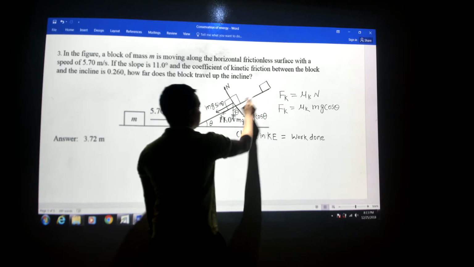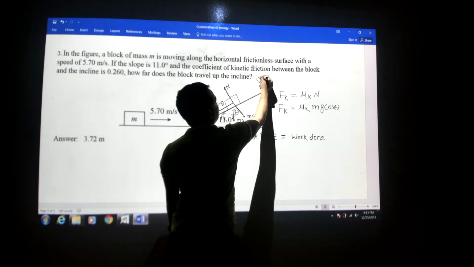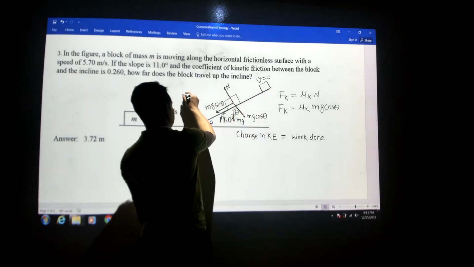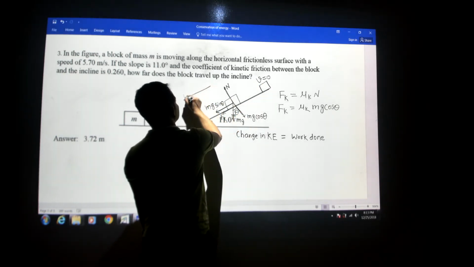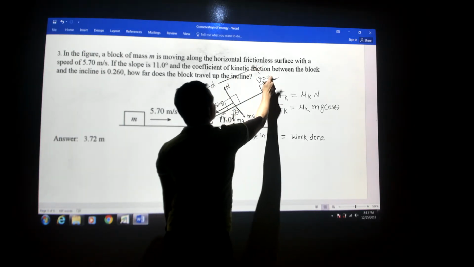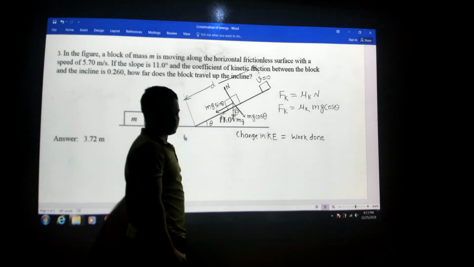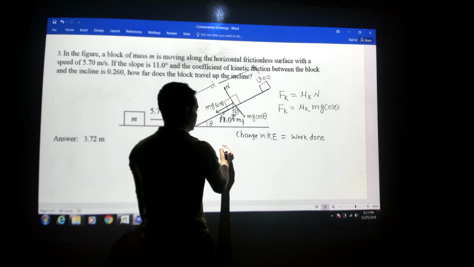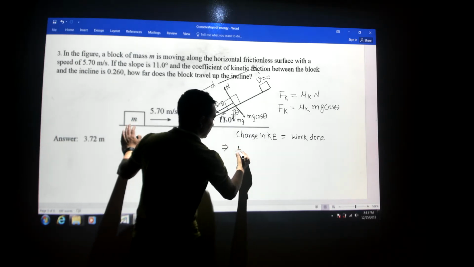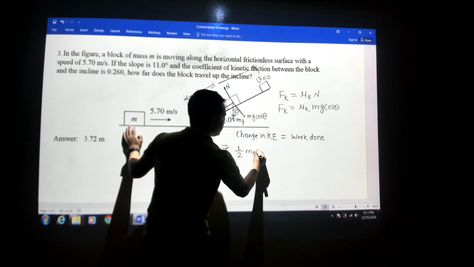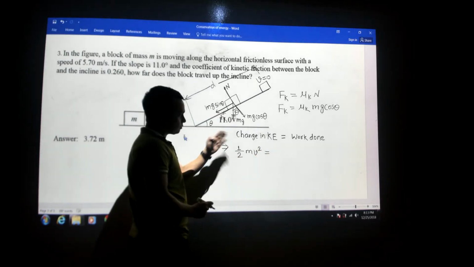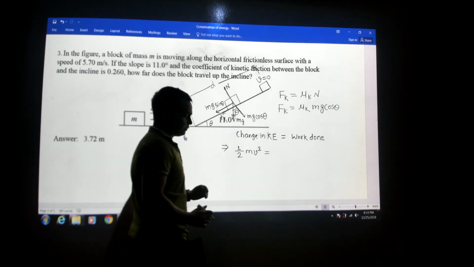You see, at this point its velocity is 0, so it will be at rest. So there is no kinetic energy at this point. If it has moved the distance d, let's say at this point d, it stops. So when it stops, there is no kinetic energy. So its total change in kinetic energy is the initial kinetic energy, which is equal to half mv squared. Someone can put the negative sign, but it doesn't make a difference.